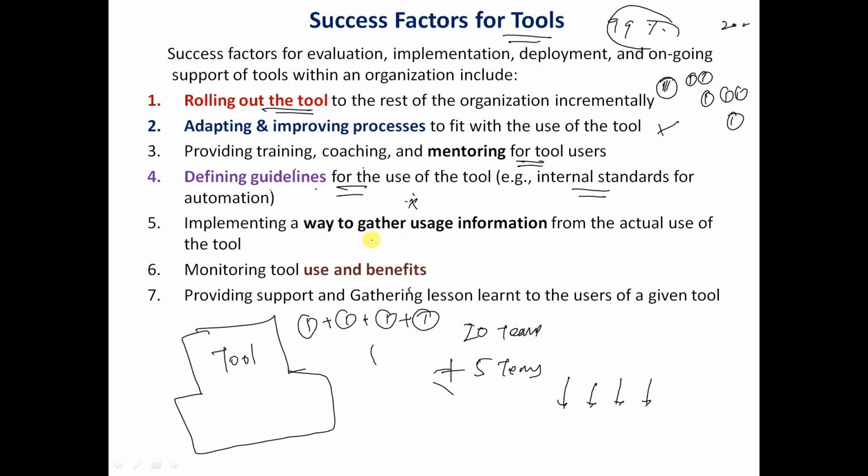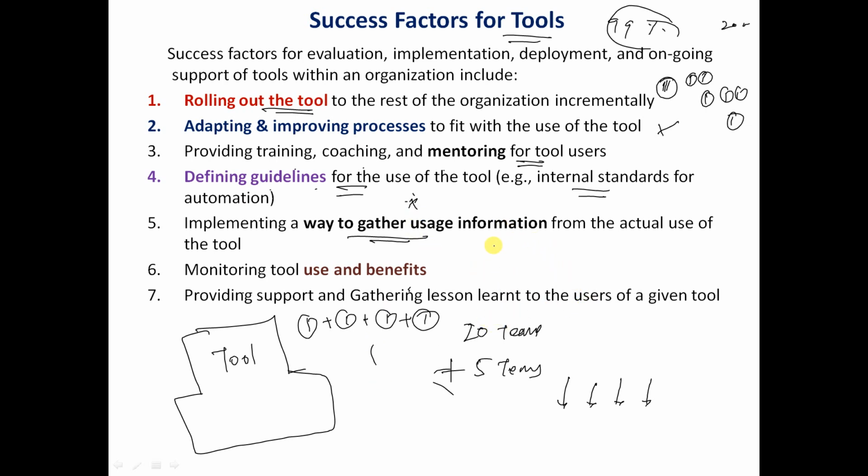Implementing a way to gather usage information from the actual use of the tool. So that is the last point they meant: providing support and gathering lessons learned. Gathering the information means, say for example, what issues we are facing or what solutions we are getting, everything has to be documented.